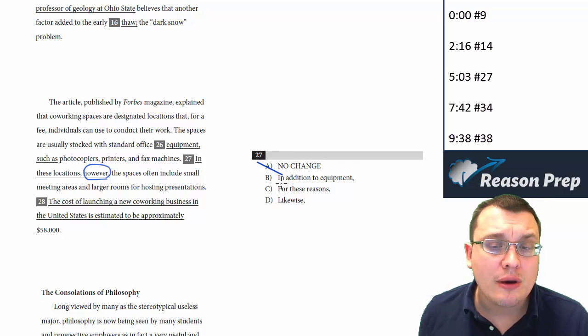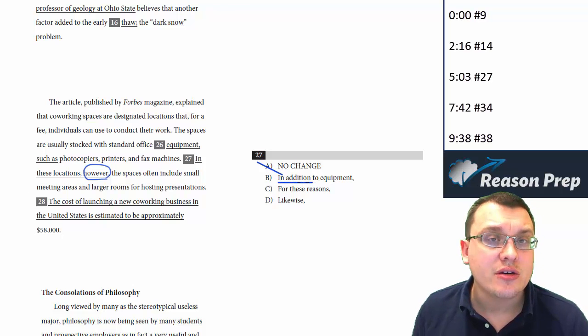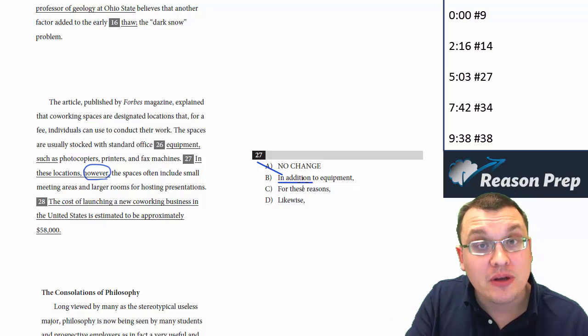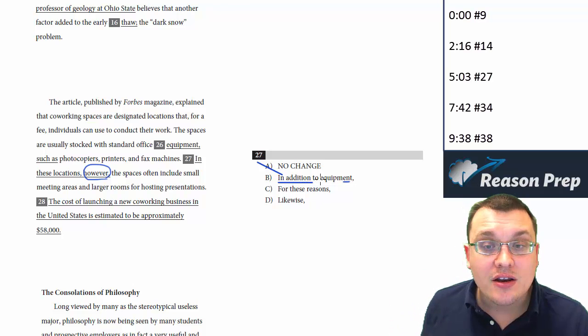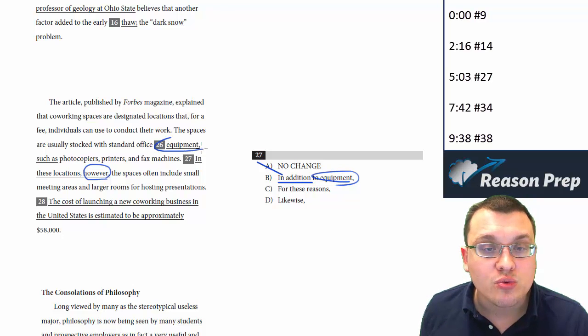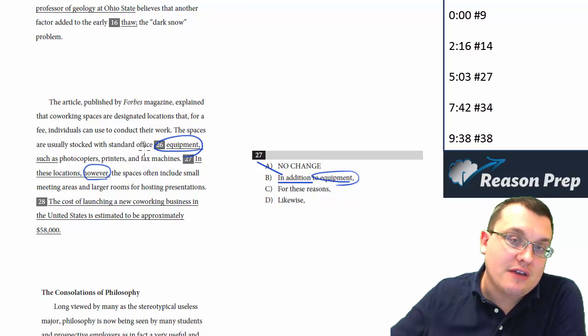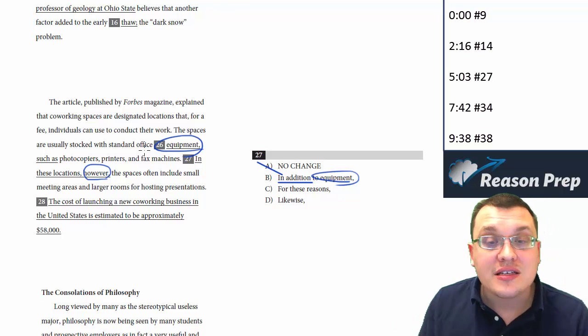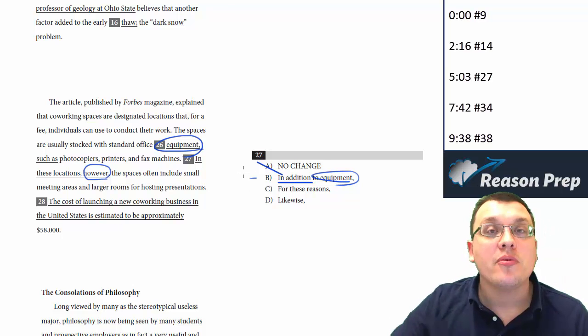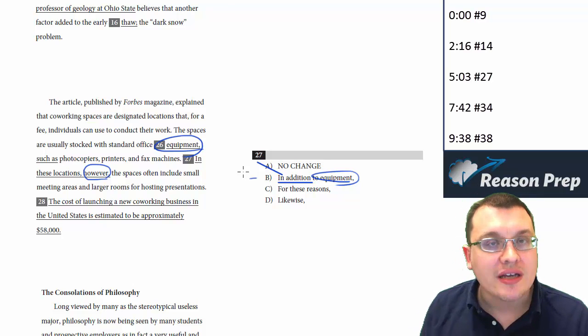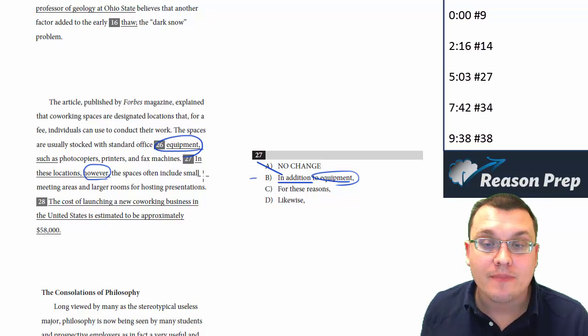In addition to equipment looks pretty good. We have the in addition, which is building on, which is saying that we're building on something, and we're building on this idea of the equipment, which is what we were talking about in the previous sentence. So in addition to equipment, these spaces give you this thing as well. So this provides that building up language that we need. More examples, more facts about this idea.